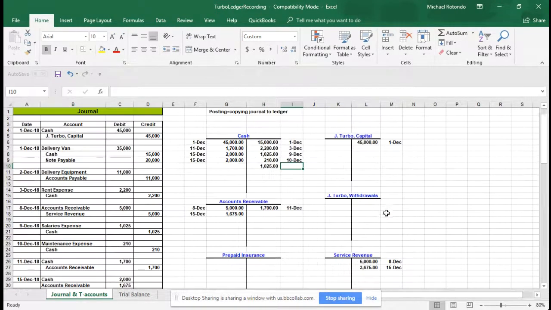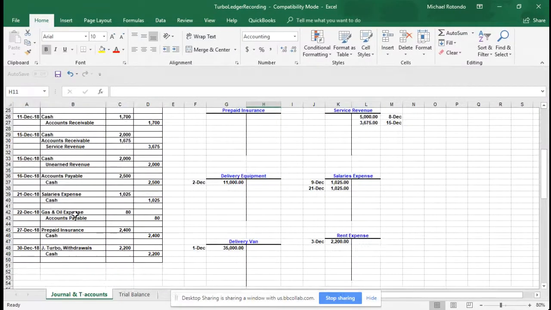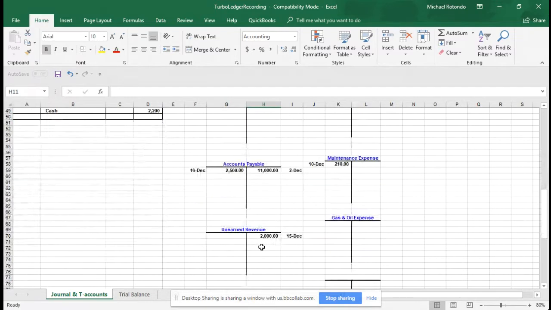And that was on the 21st, right? Okay. So on the 22nd, we have a debit to gas and oil expense. And that was for $80. And we have a credit to accounts payable.